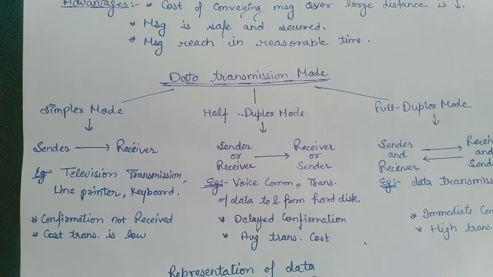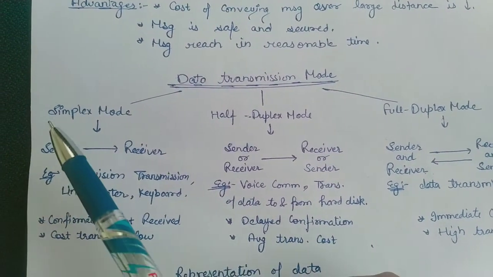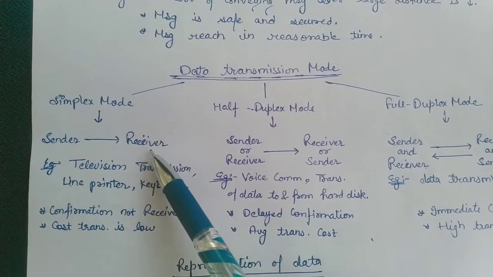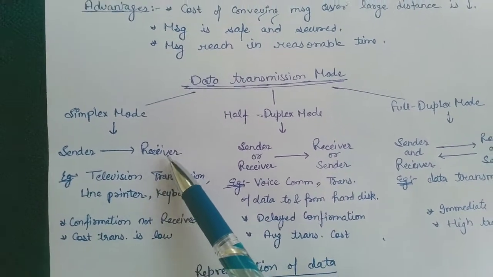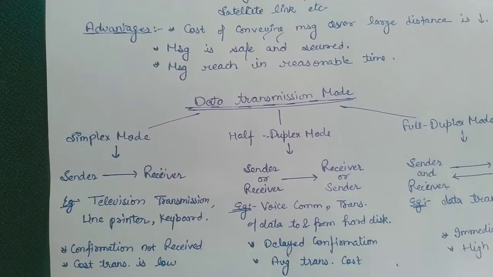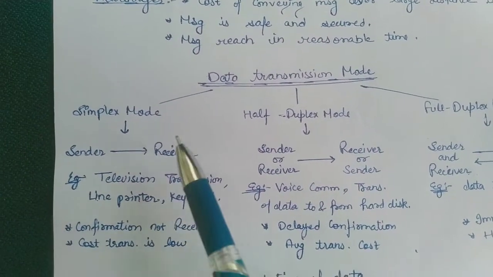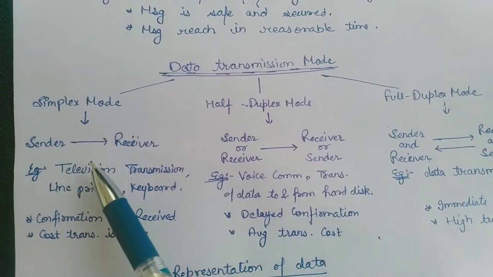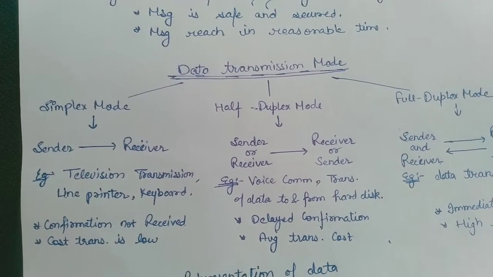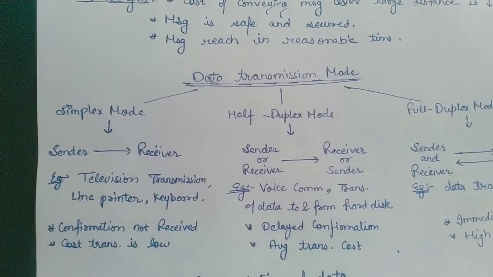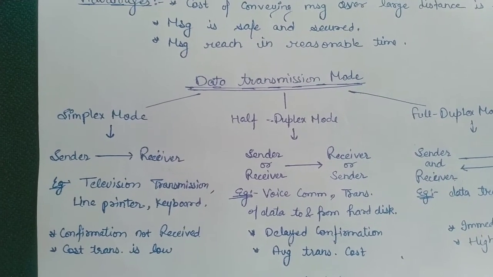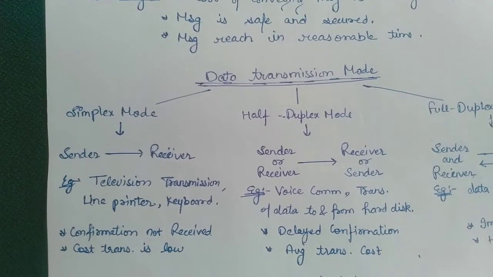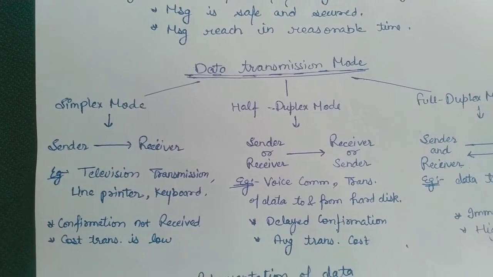So in the simplex mode, the sender can only send the data and the receiver can only receive the data. No other person can send or receive. If the sender wants to receive data, he cannot do that because he follows the simplex mode. Examples of the simplex mode are television transmission, line printer, and the keyboard. In the simplex mode, no confirmation is received from the receiver side that he received the data or not, and the cost of transmission is low in the simplex mode.